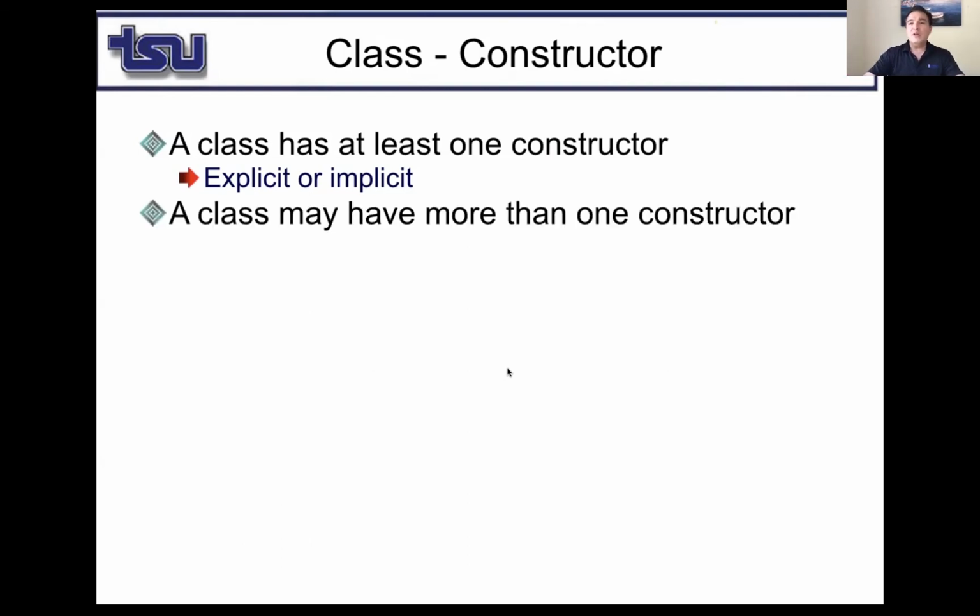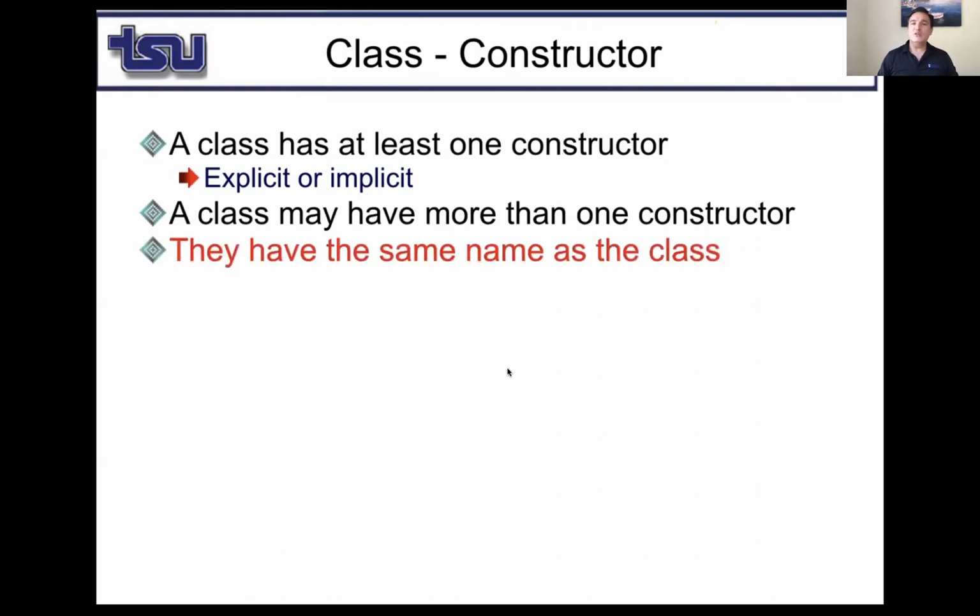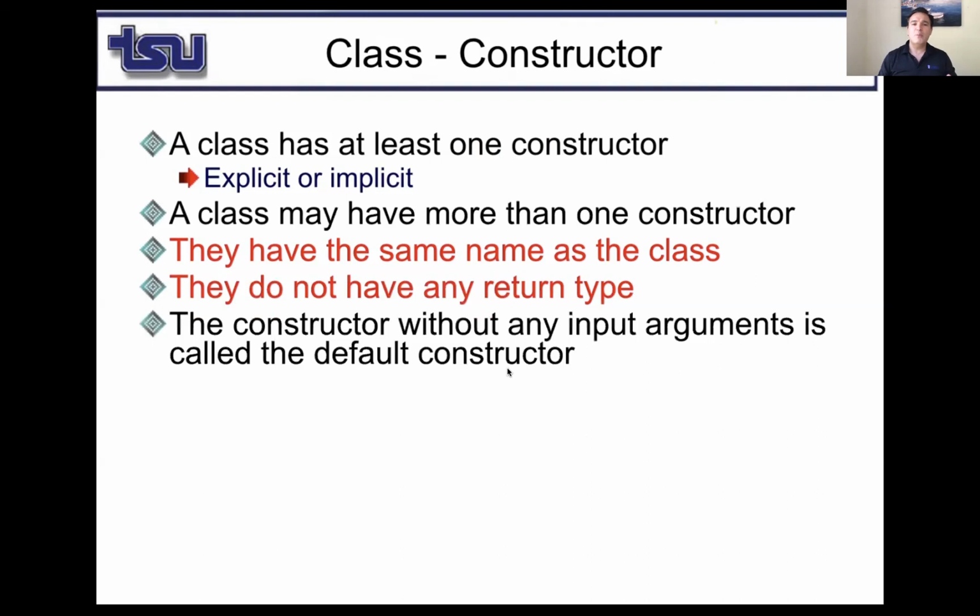But you may have more than one constructor. You're not limited to one constructor because there may be multiple ways to initialize your data. You don't have to stick with only a single way. And the constructors have the same name as your class. For example, the constructor previously I had was Student. The name of the class was Student. The constructor is also named Student. And they don't have any return type, not even void. So constructors do not have any return types.